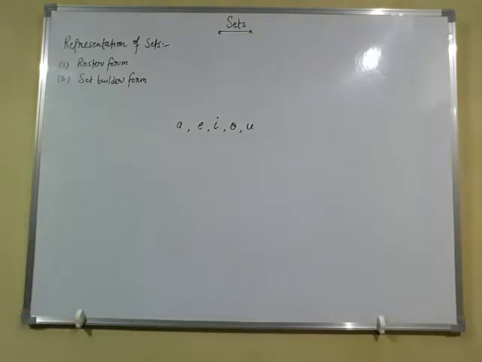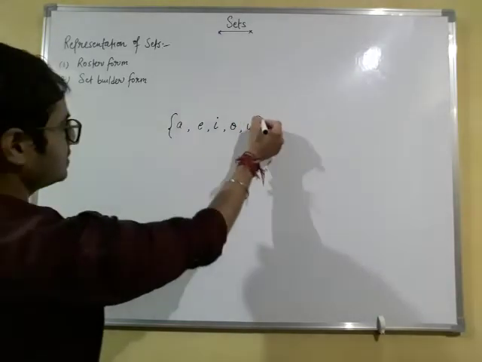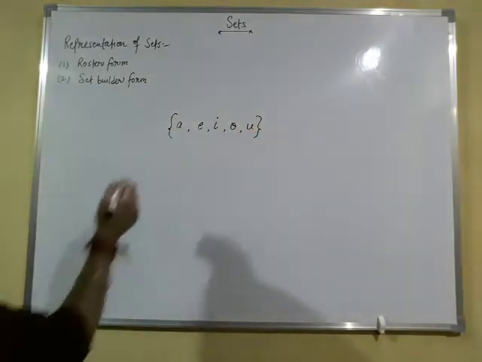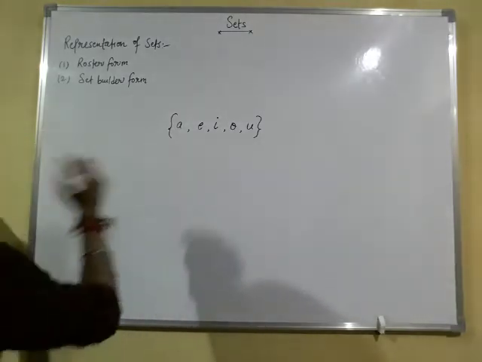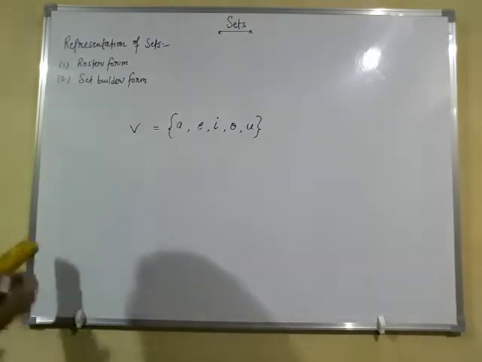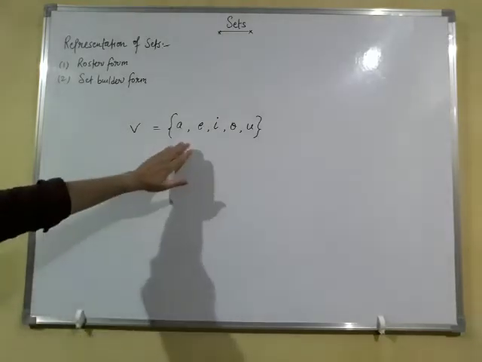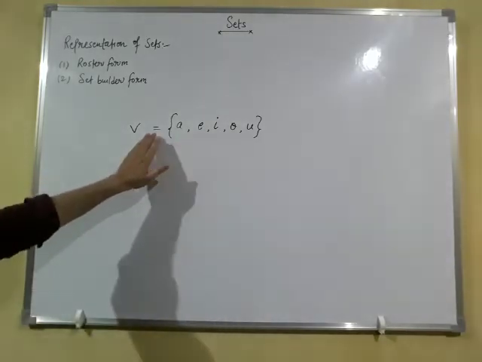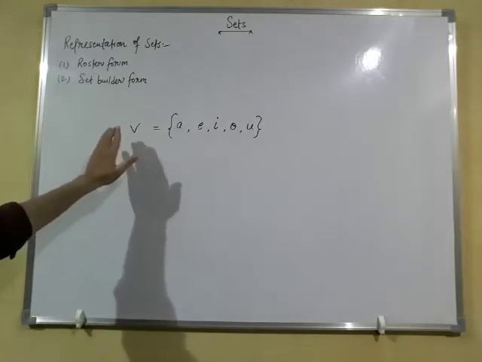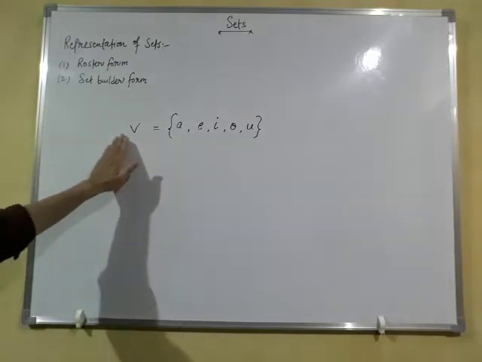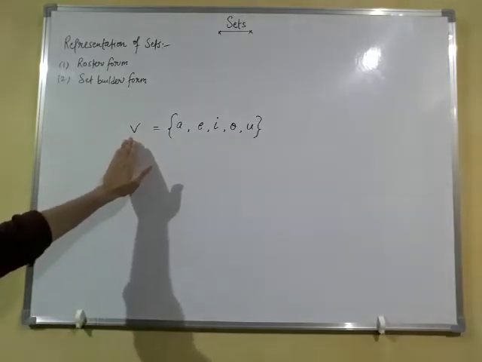But if I separate them by commas, then each and every letter has its own significance. So what we do in roster form, we separate all the elements by commas and enclose them in braces or curly brackets. And to represent this kind of representation of elements, we just equate it with any alphabet, say V. We equate this representation of the set to any English alphabet, and that English alphabet should be in capital letters. So this is a set of vowels, so I am representing it by capital V.